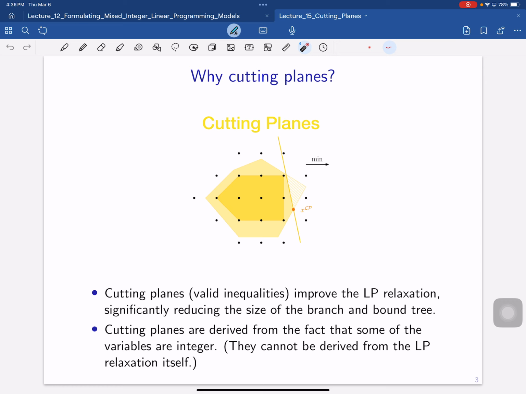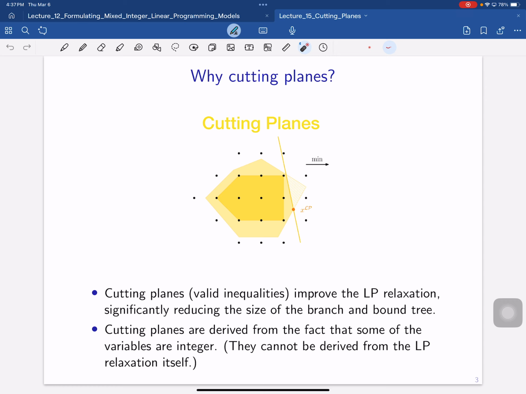And how do we derive the cutting planes? They are usually derived from the fact that some of the variables are integer. So this sentence is kind of redundant. Of course, if you derive something without taking into account that some of the variables are integer, you are not going to derive any new inequalities compared with the linear programming relaxation itself. In other words, cutting planes cannot be derived from the LP relaxation. The inequalities derived from the LP relaxation will not improve the LP relaxation itself. So you have to take into account the fact that some of the variables are integer.